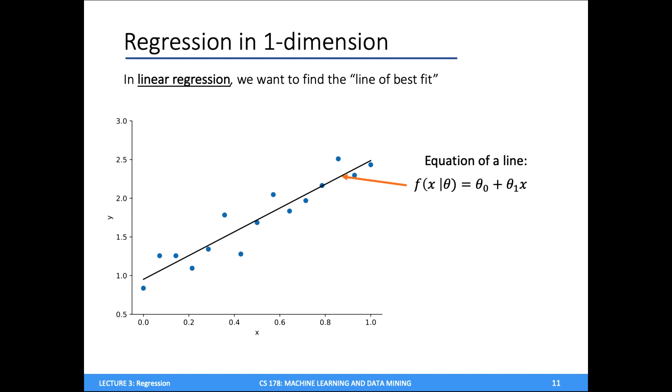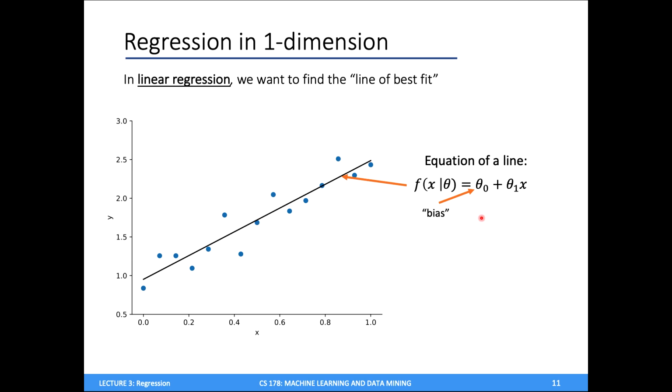Okay, let's put some notation to this. The equation of a line, as I'm sure you're all familiar with, we can write as f of x given theta. So that's over here on the left-hand side. So f is our prediction function, or our prediction model, that takes in a data point x and is conditioned on some parameters of this model. And what I mean by parameters here is theta naught, which is just some number corresponding to the intercept of our linear model, and some other number, theta 1, corresponding to the slope of this linear model.